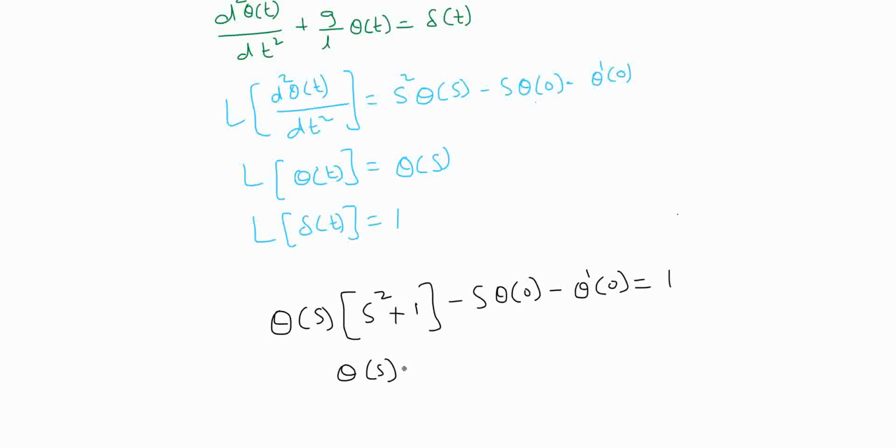Theta s is equal to, let's take all this to this side. So that will be 1 plus s theta of 0 minus theta dash of 0. Then divide this s square plus 1. No, it's not that. But it is here. It is g by l. I forgot to write. Apologies for that. Let me rewrite.